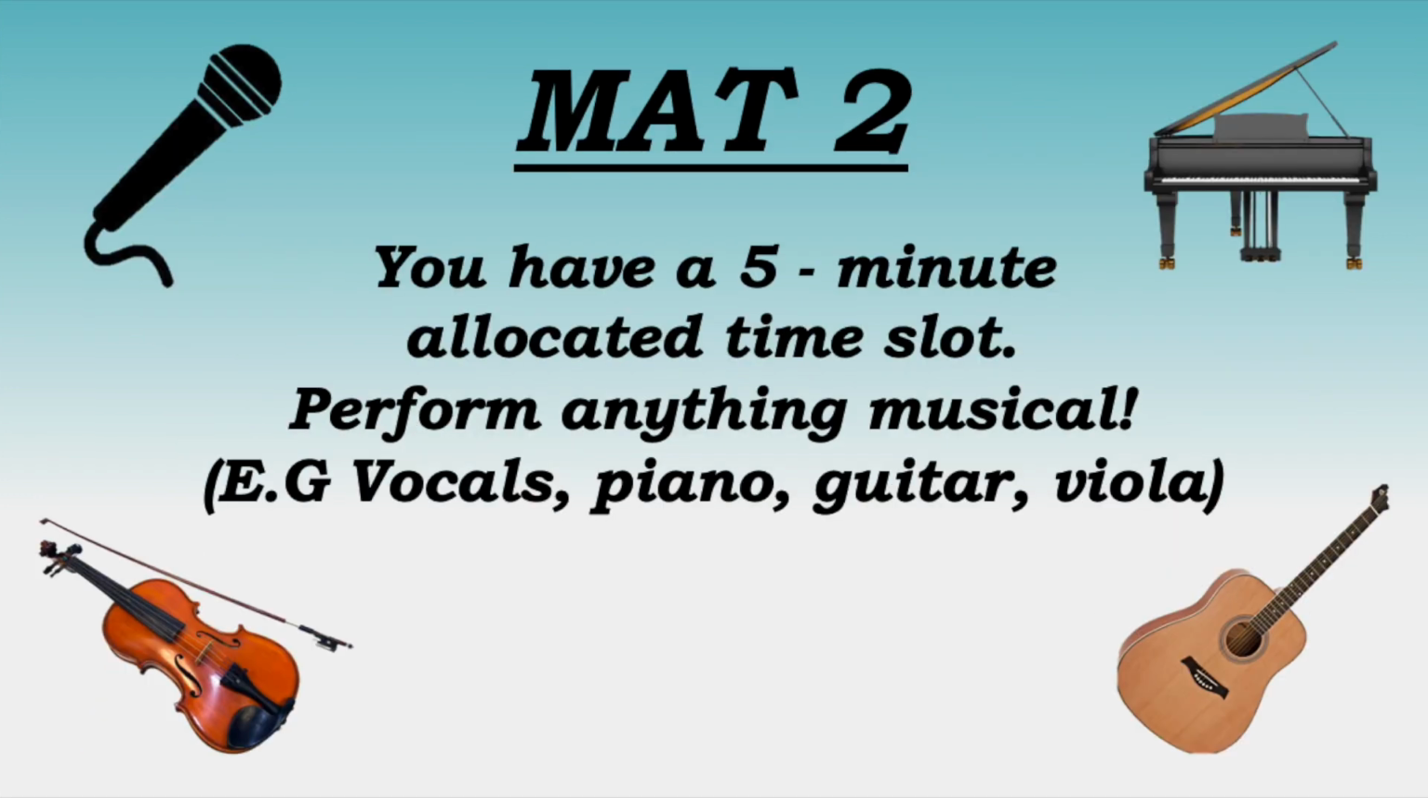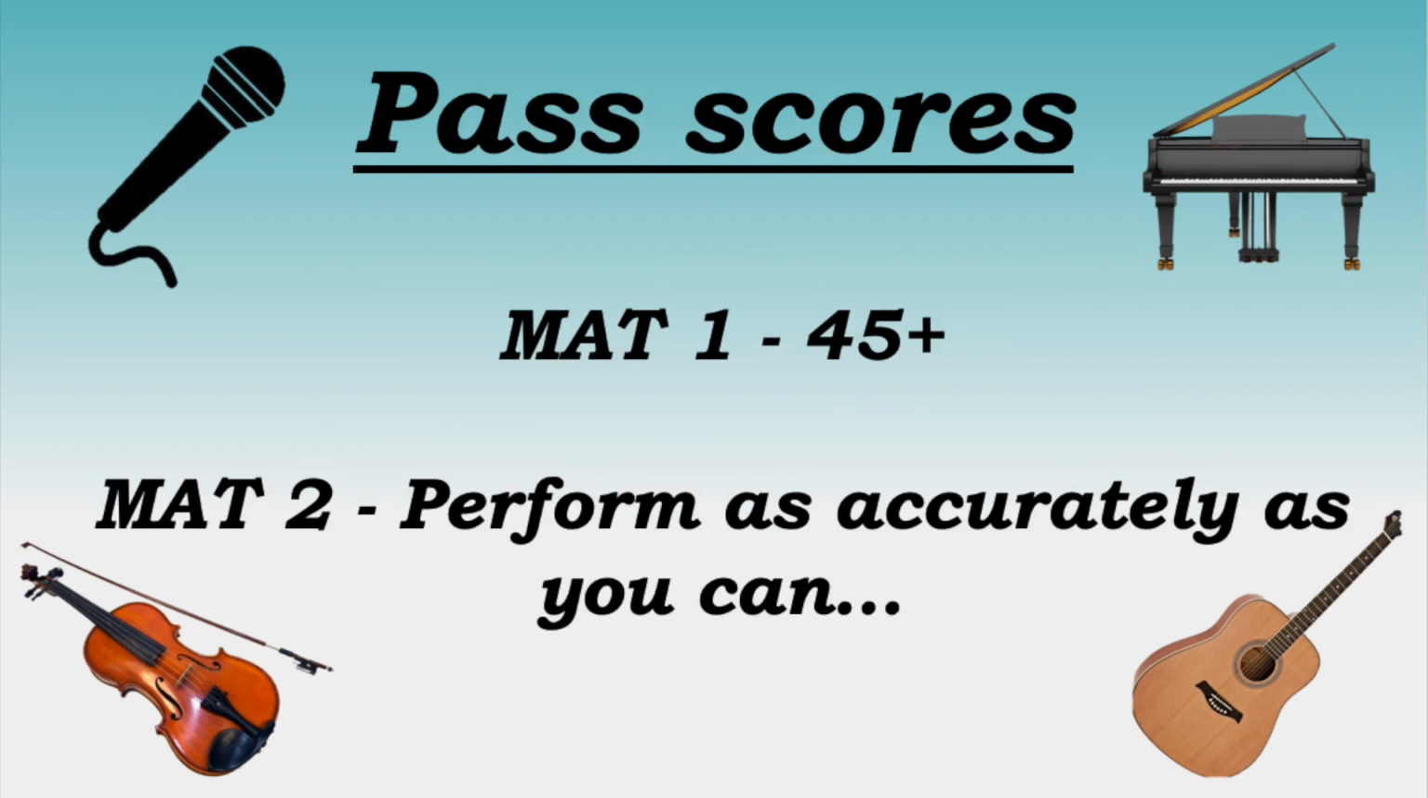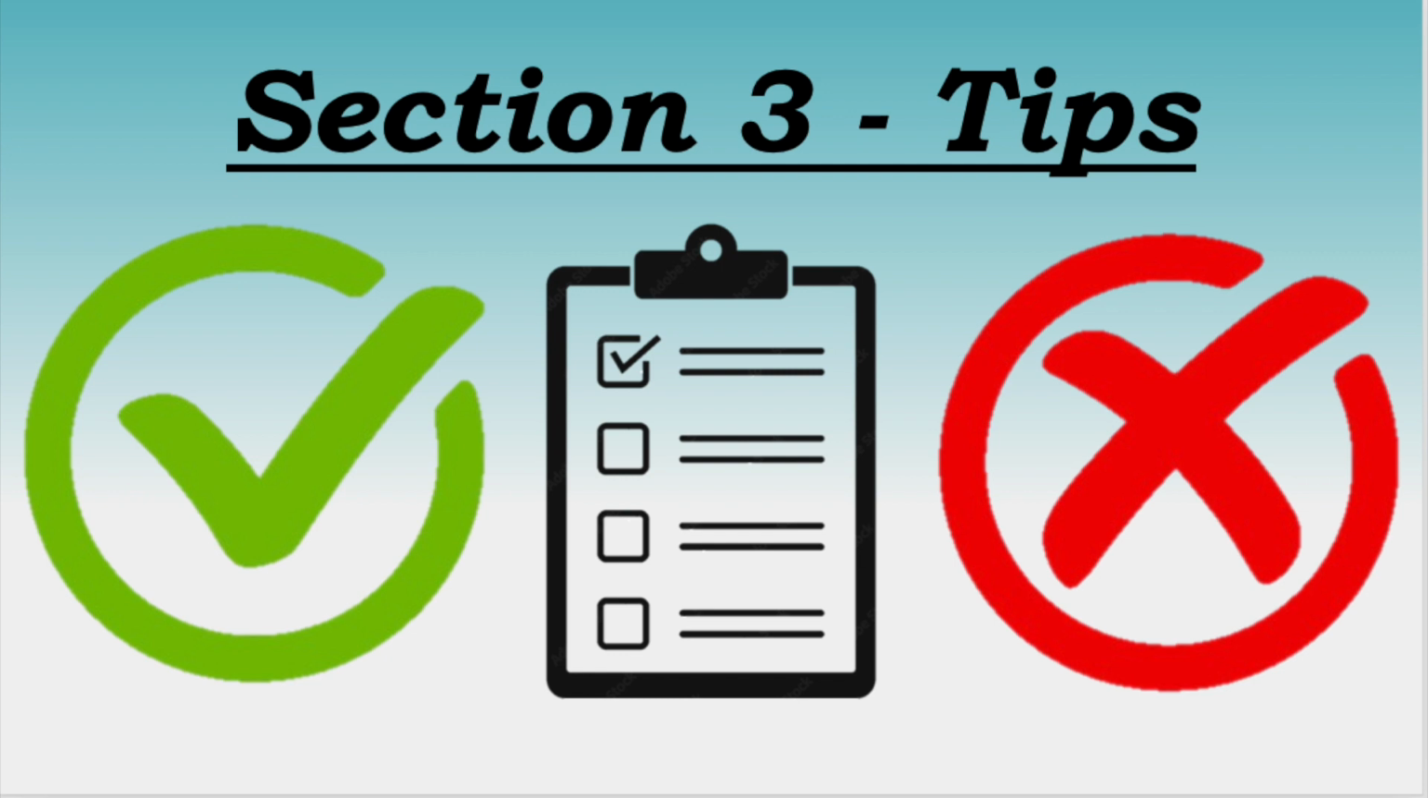In MAT number 2, you'll get a 5-minute time slot that you are allocated to. You may perform anything musical within that time slot. This can include viola, piano, guitar, even singing is permitted. And if you do well enough, then congratulations, you have passed. Note, you may only get to this test if you get 45 or more in MAT number 1. Let's move on to section number 3.